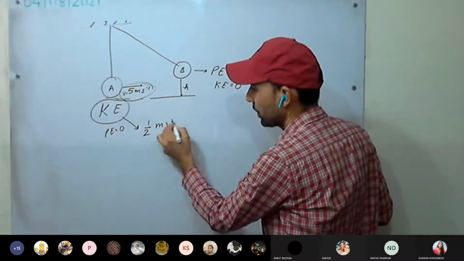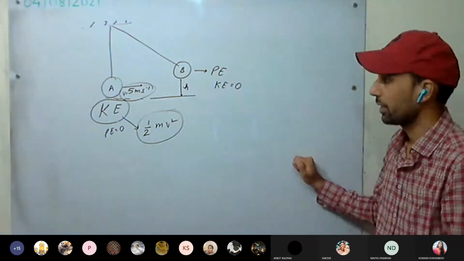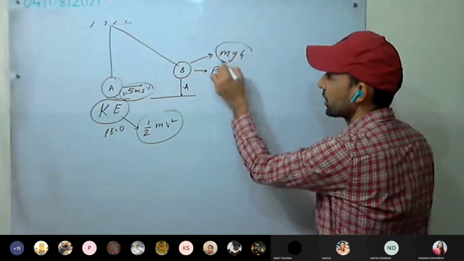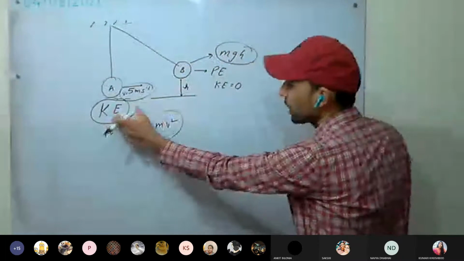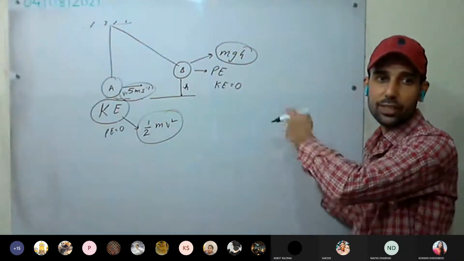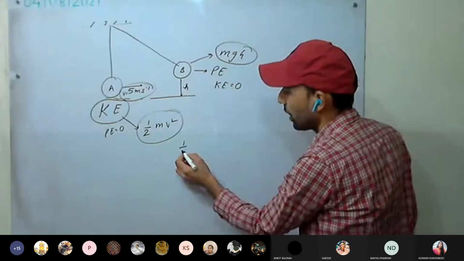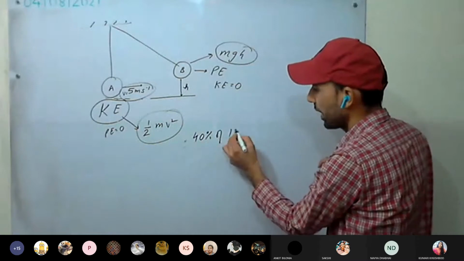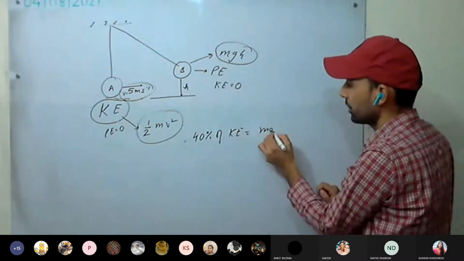So, what is the kinetic energy at this position? Half mv square. This will be the kinetic energy. And here potential energy will be how much? mgh. How are these two related? Only 40% is able to get converted into this much. The rest of the energy has got converted into frictional energy. So it means 40% of kinetic energy here is equal to mgh.